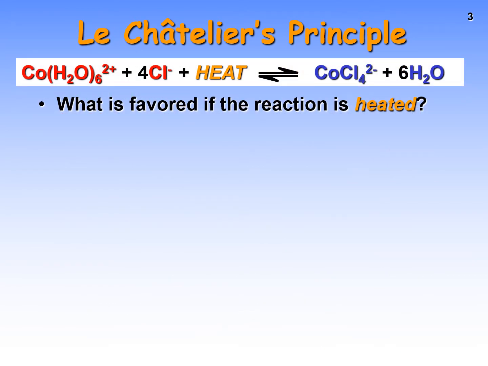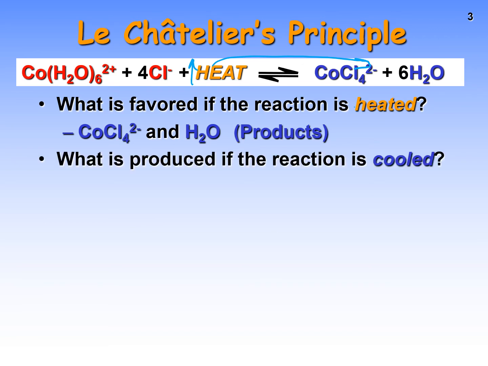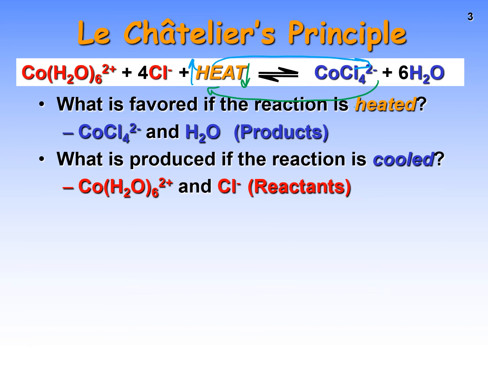What is favored if the reaction is heated then, right? As we discussed previously, our products are going to be favored because as I increase temperature, I'm effectively increasing a reactant, which is going to cause a shift towards the product side. And if I cooled this reaction, well, then I'm decreasing a reactant, which will cause a shift towards the reactant side.